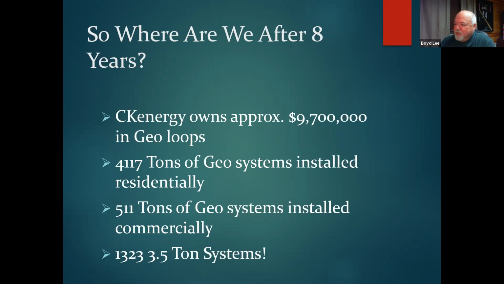All right. We own $9.7 million worth of loops here at CKenergy. That equals what we've got so far. We've got 4,117 tons of geo installed residentially, 511 tons installed commercially, for a total of 1,323 3.5 ton systems. I just divided it all. And so it's the equivalent of having 1,323 3.5 ton systems in 8 years. So we're pretty proud of that.